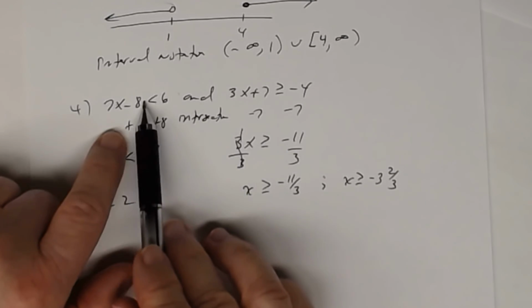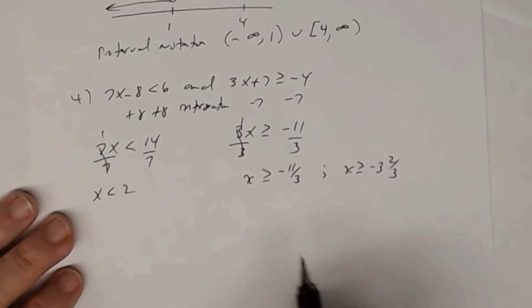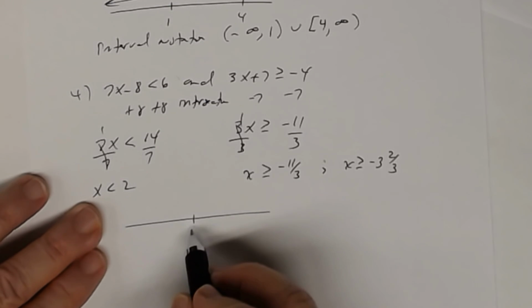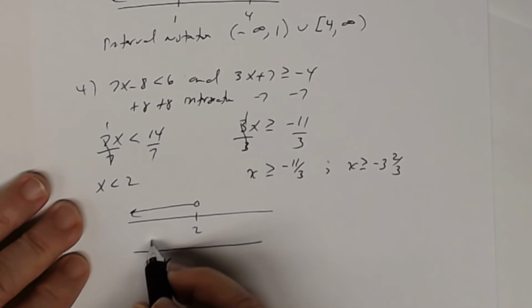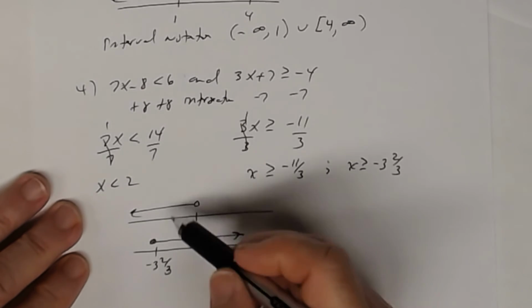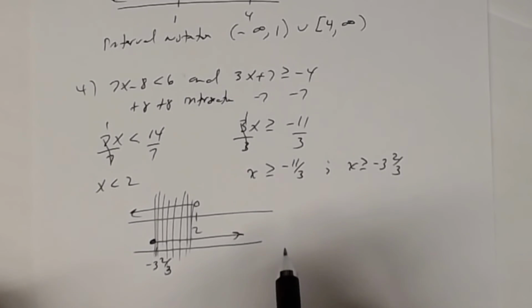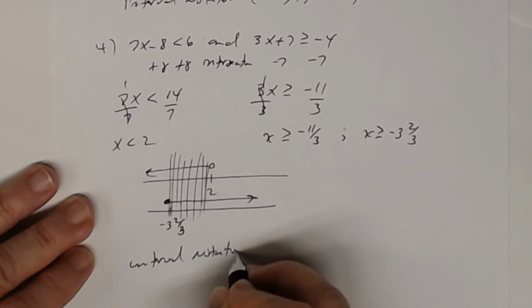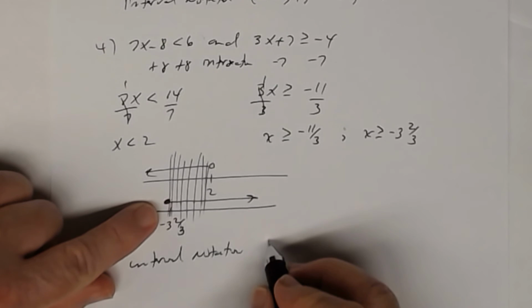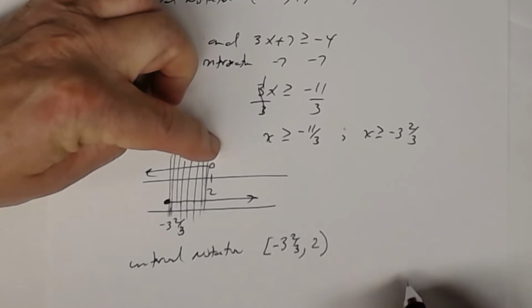Now what I need to do to solve the original AND statement is look at those 2 graphs and see where they intersect. So here is 2, less than, open circle. Here is negative 3 and 2 thirds to the left of that, closed circle going to the right, and they intersect here. So where they intersected is a solution to this compound inequality. So your solution in interval notation form will be bracket negative 3 and 2 thirds, comma, all the way to 2 with parentheses.